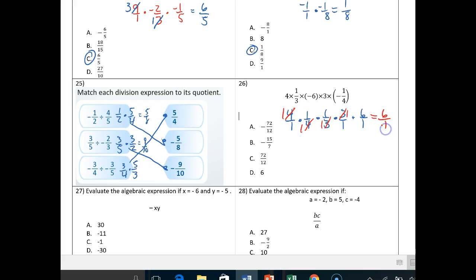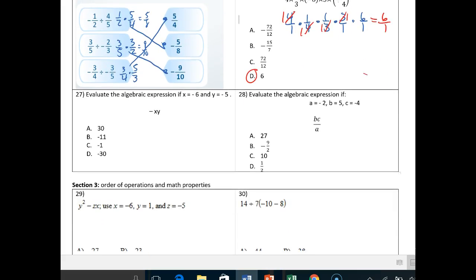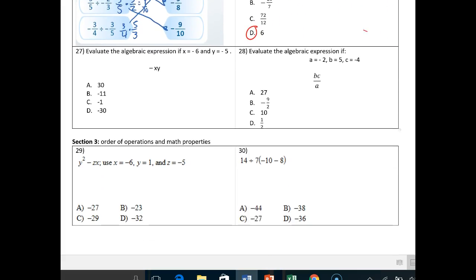Now I got to look, I only have two negatives, so therefore it's a positive 6. Okay? Yeah, you're right. You could have gotten 72 over 12, but that's not simplified. So making sure that you cross-cancel, always simplify your answers.